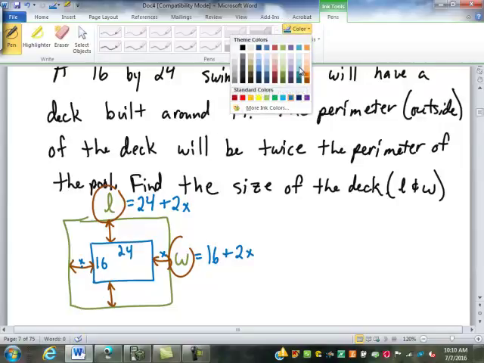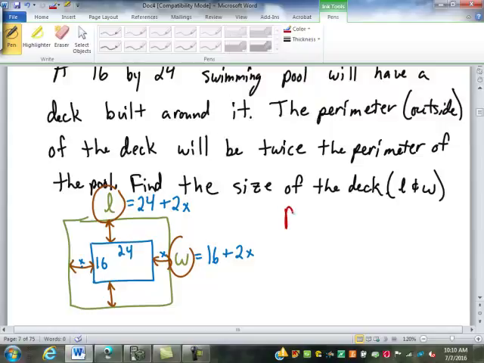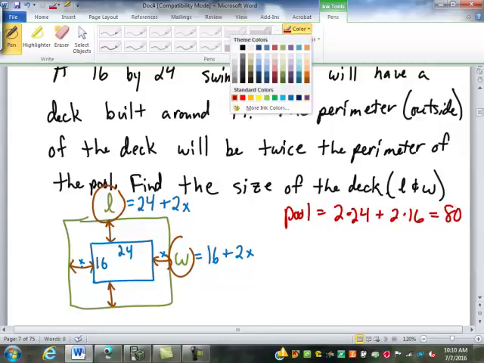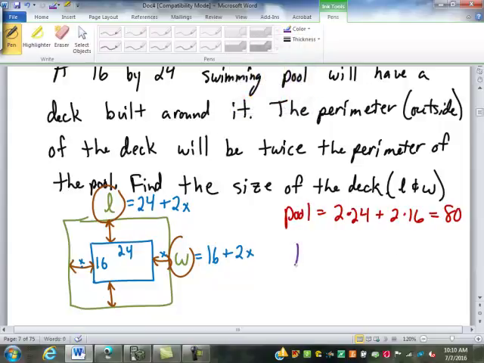The perimeter of the pool is 2 times the length of 24 plus 2 times the width of 16, which adds up to 80. So that means the perimeter of the deck has to be 160, 2 times that. So 160 equals 2 times the length, so 2 times (24 plus 2x), plus 2 times the width, so 2 times (16 plus 2x).